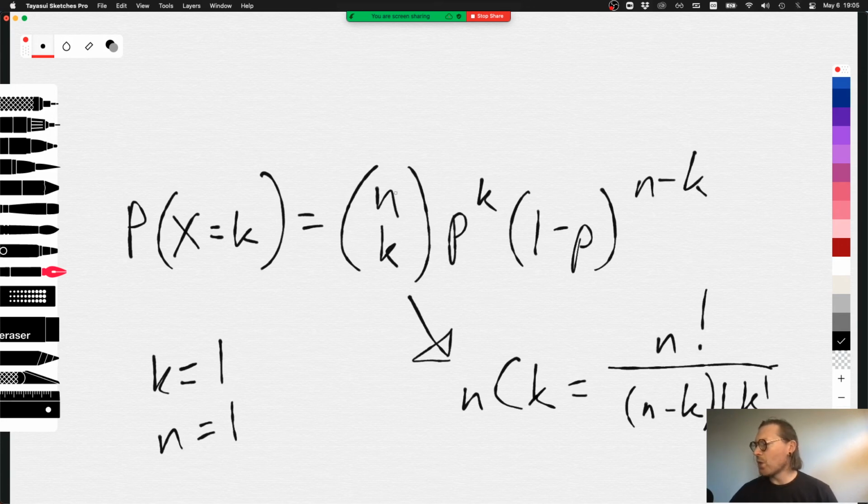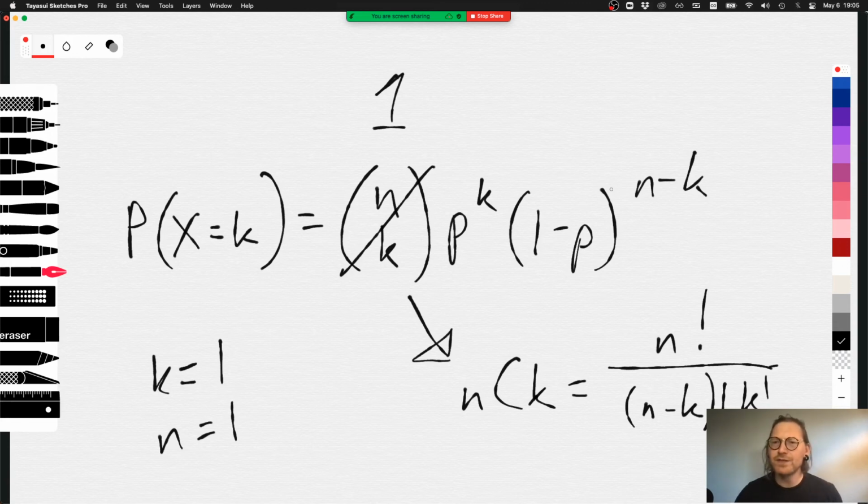So one choose one, well, how many different combinations are there of one choose one? And we could work it out. One factorial over one minus one factorial, which is zero factorial, which is one, multiplied by one factorial, which is one. That's just one, obviously. So if we were to plug these in, k is one and n is one, this would be one. This would be 0.5 to the first power multiplied by 0.5 to the one, right? So at the end of the day, the probability that we're going to get a success in one trial is going to be 0.5.